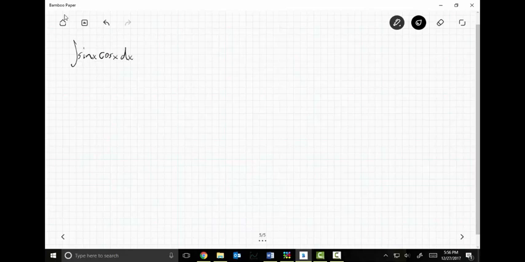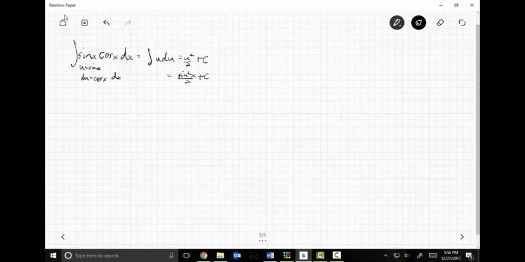Now, that's pretty easy, right? That's not so bad. We would just do a u substitution, right? I'd let u equal sine of x. I'd let du equal cos x dx. And then this guy would turn into the integral of u du, right? Which is just u squared over 2 plus c, or sine squared x over 2 plus c, and I'd be done.